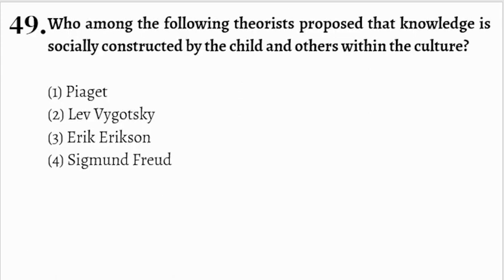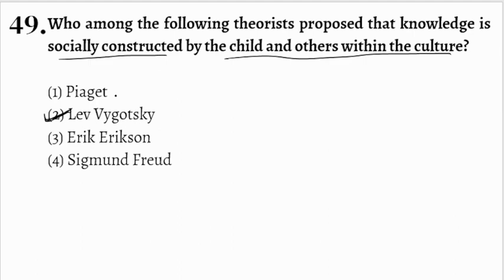Moving ahead to question number 49. Very simple question. The question asks which of the theorists proposes that knowledge is socially constructed by the child and others within the culture. Very well done, everyone. Vygotsky is the correct answer here.